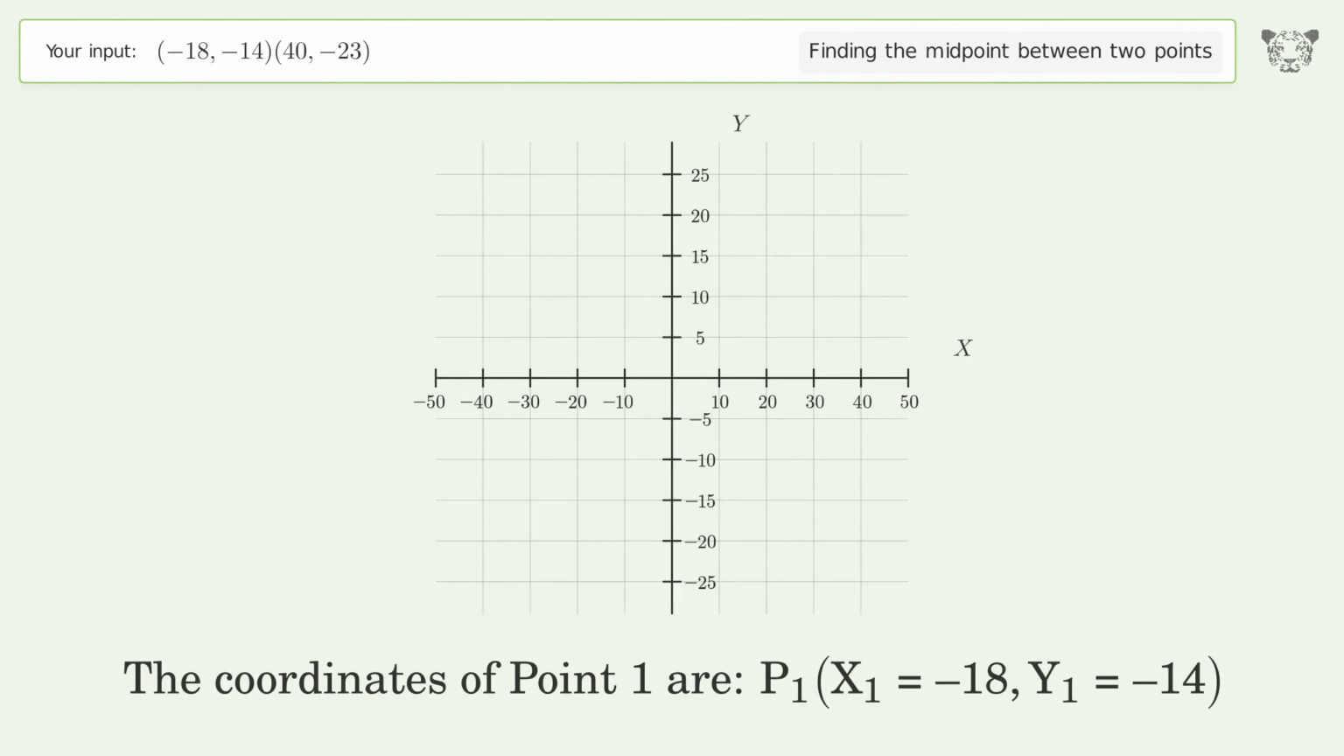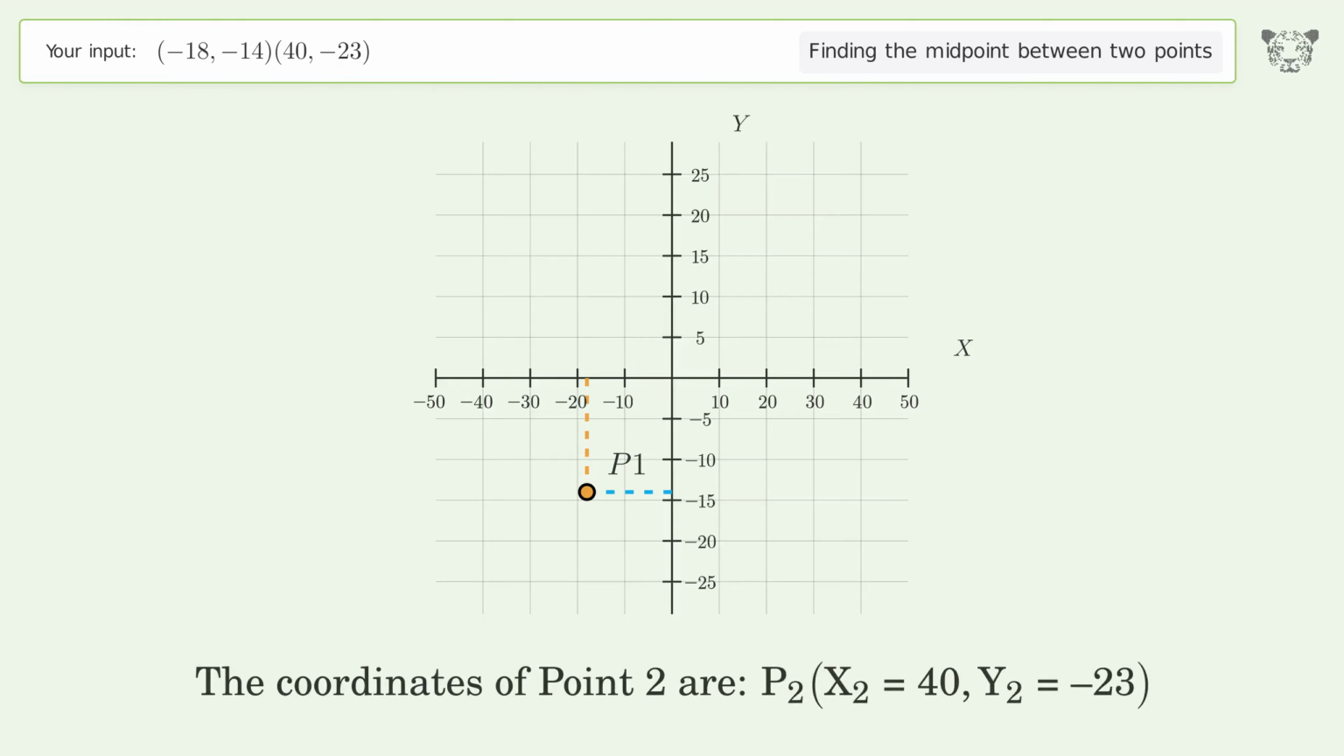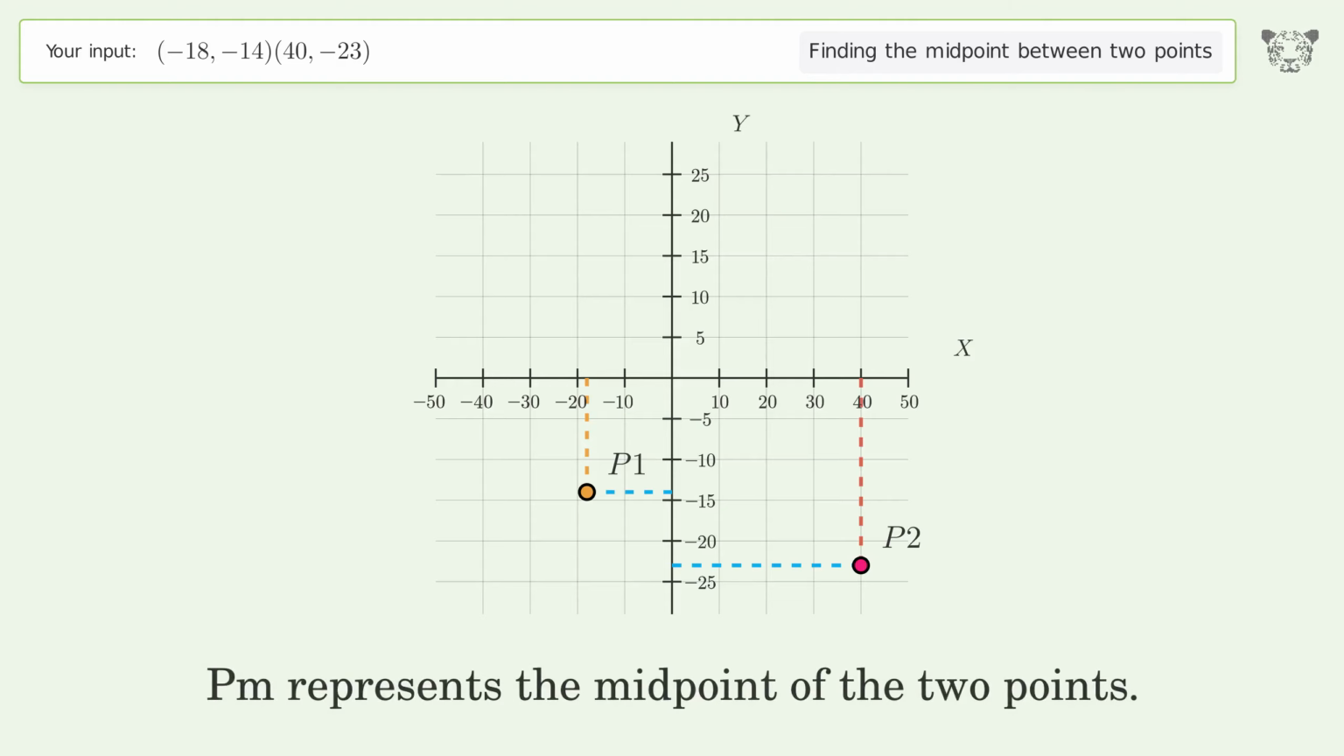The coordinates of point 1 are, x1 equals -18, y1 equals -14. The coordinates of point 2 are, x2 equals 40, y2 equals -23. PM represents the midpoint of the 2 points.